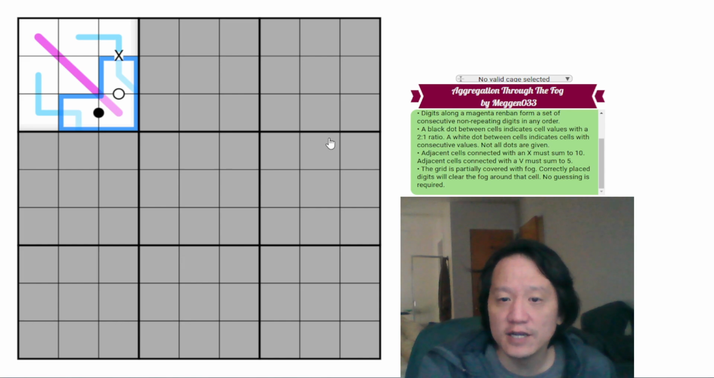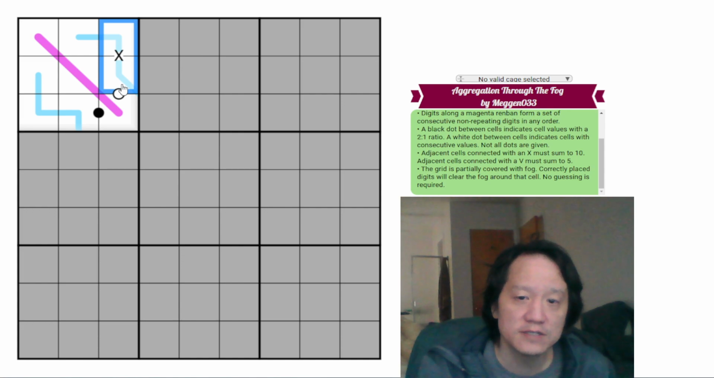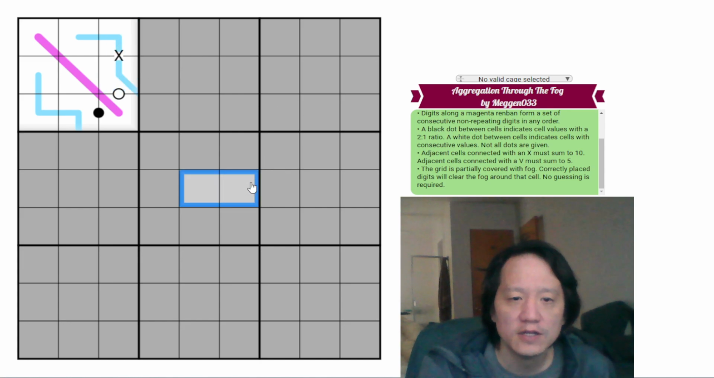Adjacent cells connected with an X must sum to 10. So these two must sum to 10. Adjacent cells connected with a V must sum to 5. So say this was a V here, then these two cells would have to add up to 5.